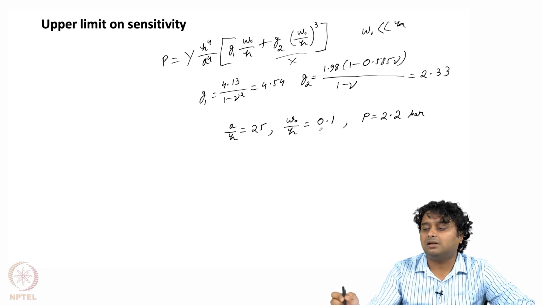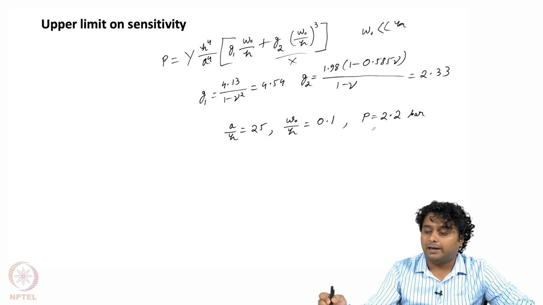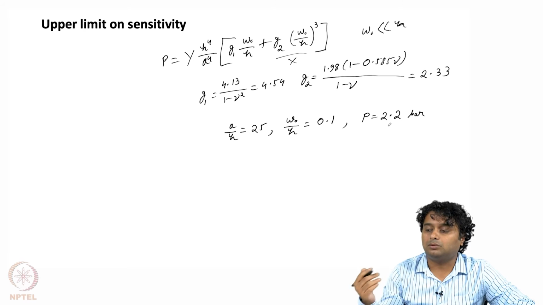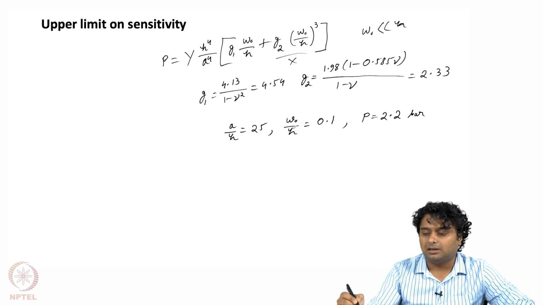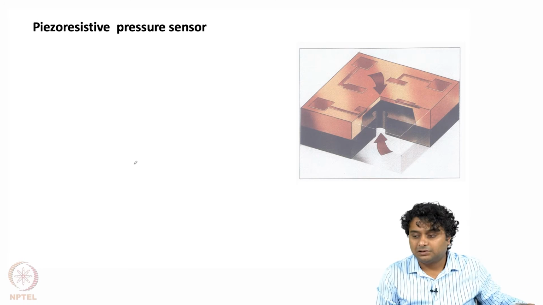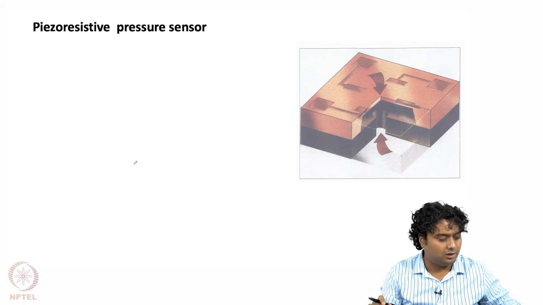Now, this itself gives 2.2 bar, and 2.2 bar means 2.2 atmospheric pressure, which means that about 2 times more than whatever our ambient pressure is can be achieved with this kind of configuration itself. So, we can pretty reasonably assume that if our deflection is not much, we are in the linear zone. So, this is the pressure sensor we are talking about.